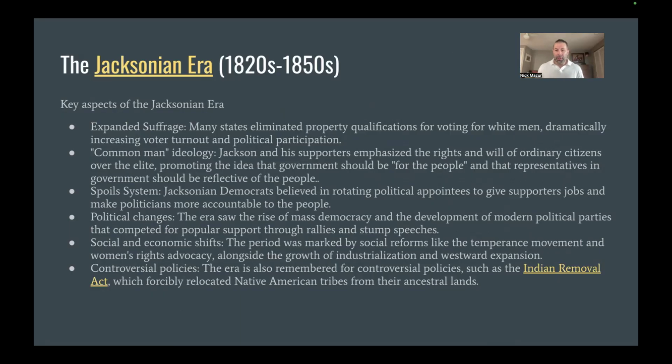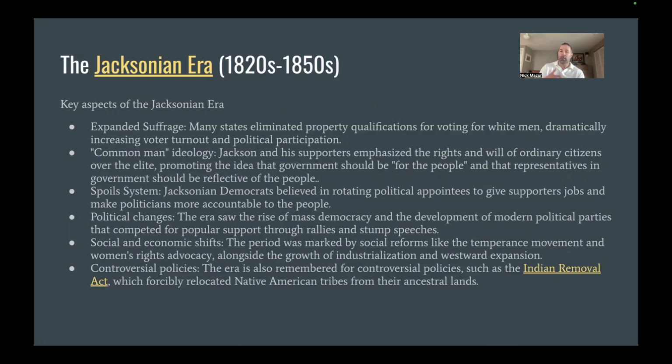Jackson was one of these people that really pointed out that government should be for the people, that it should be reflective of the people, that it shouldn't be a bunch of elites, a bunch of people who look down on the people. It should be people that understand the people and want to make things better for the people. Which is interesting, because he certainly did expand opportunities for a whole group of people, but it was white men.